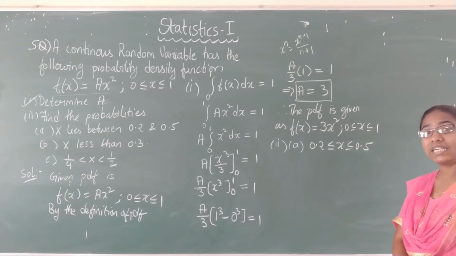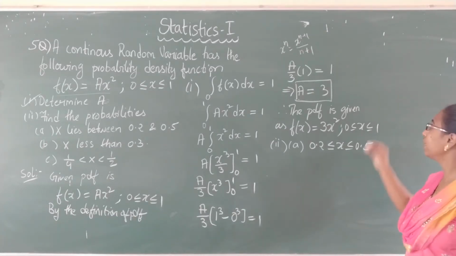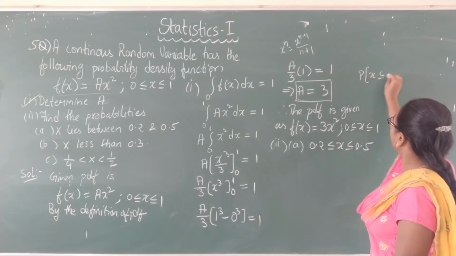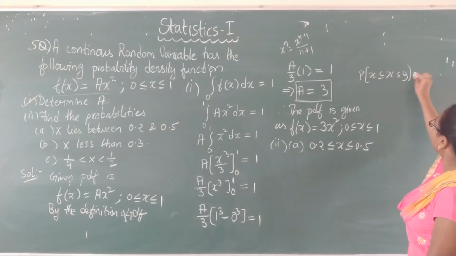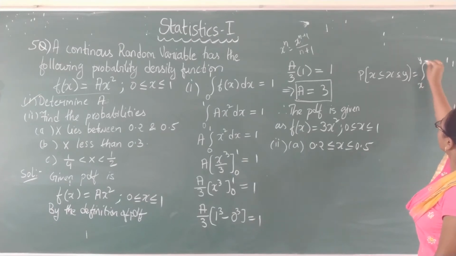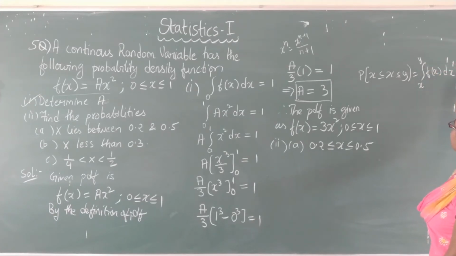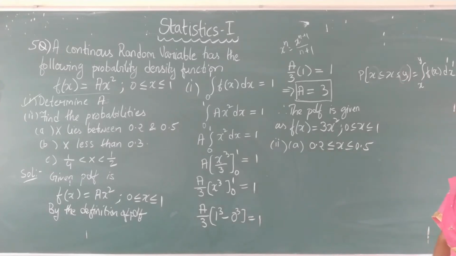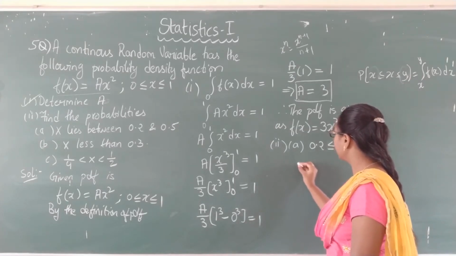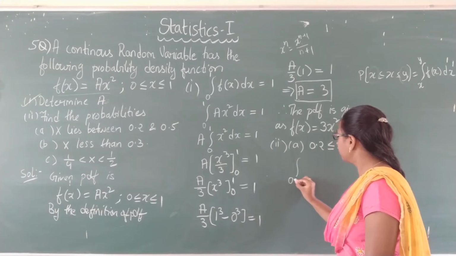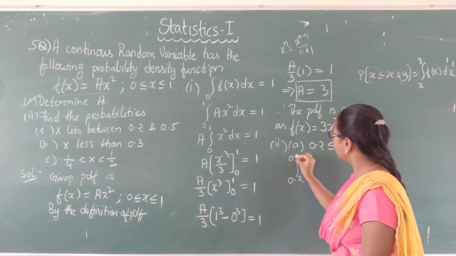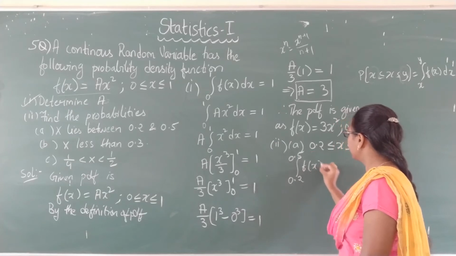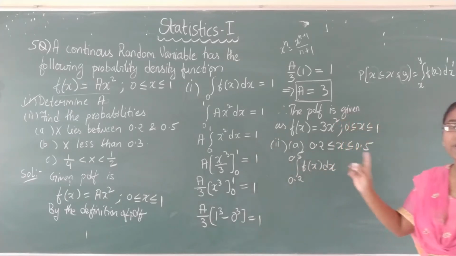So from the third definition, we have the third definition, right? If your x value lies between x and y, then it is nothing but the integral over x to y f of x dx. So by using this, this will be your lower limit, this will be your upper limit, right? So your lower limit is 0.2 and upper limit is 0.5. Now substitute the values. Integral over 0.2 to 0.5 f of x dx. So we have to find this value.